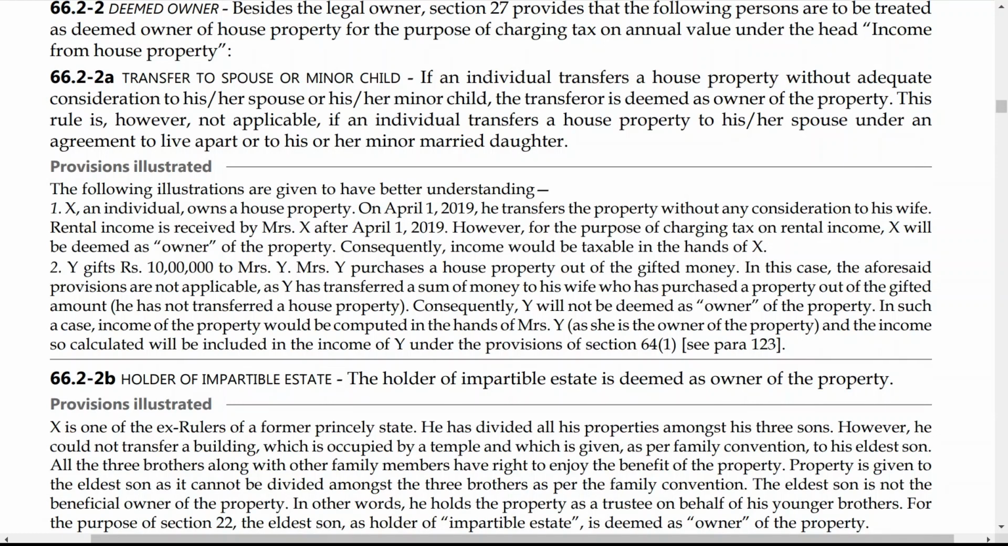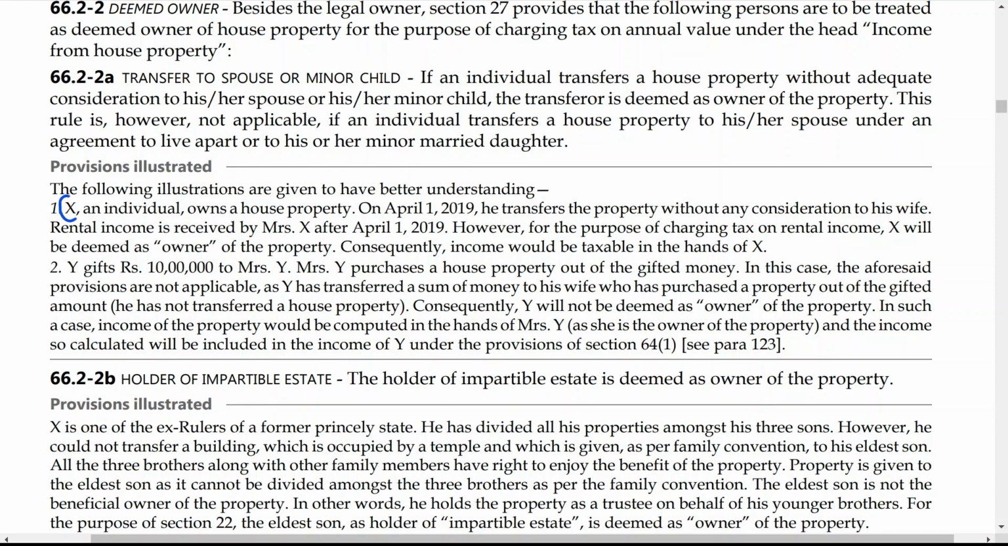X, an individual, owns a house property. On April 1, 2019, he transferred the property without any consideration to his wife. Means X has not taken any consideration from his wife. Rental income is received by Mrs. X after April 1, 2019. However, for the purpose of charging tax, X will be deemed as owner of the property. Consequently, income would be taxable in the hands of X, not in the hands of Mrs. X, because who is considered as deemed owner in this situation?